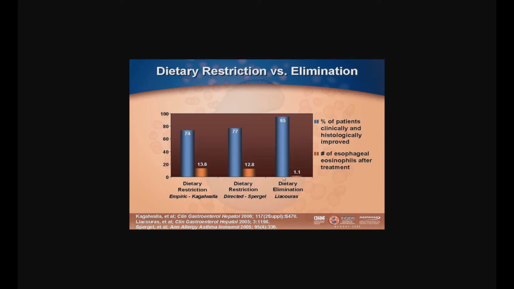So there have been other studies since these studies where the numbers may be a little bit different, but the findings are the same, that the elemental formula is the most effective in leading to symptom resolution and clearing up of the inflammation of the esophagus. But the problems are what we mentioned before, that oftentimes it's a difficult diet to follow, particularly for older children and adults.